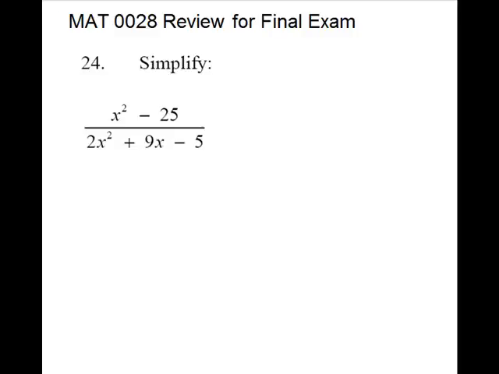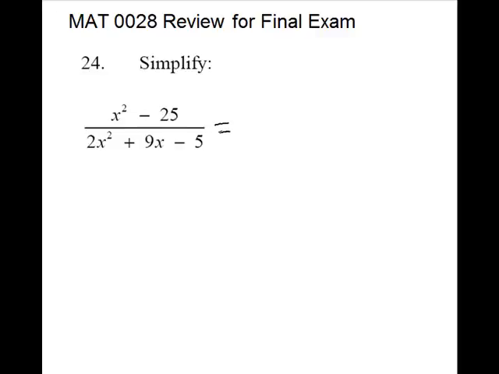We'll continue on the final exam review for MAT 0028. Problem 24 says simplify, and we have what's called a rational expression. To reduce this or simplify, we have to factor everything first so that we have products. So our numerator, we can factor.